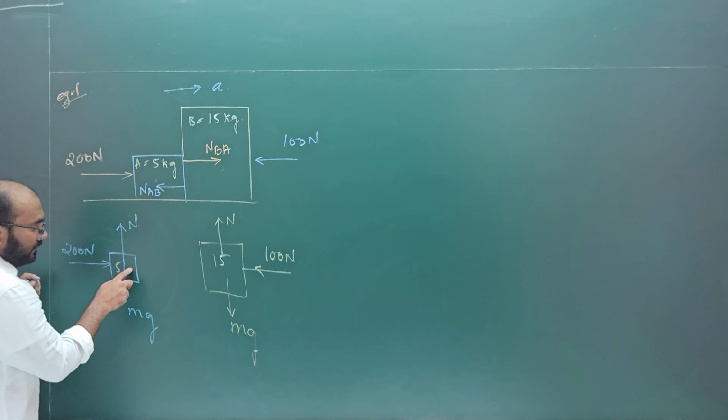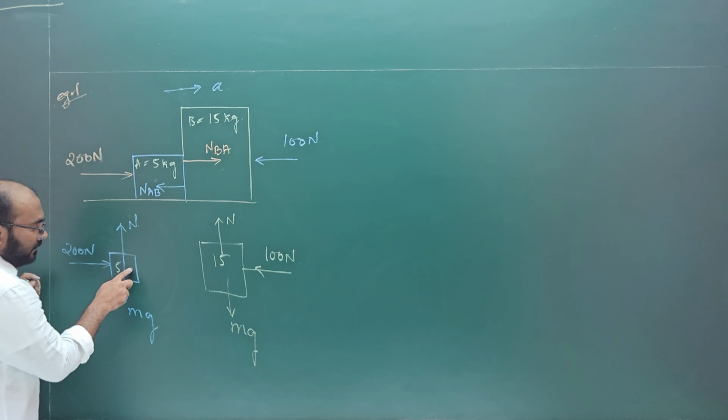Adding equation 1 and 2, can I say that NAB and NBA both will be equal? Yes or no? We already learned that the internal forces, that means normal, whatever the amount of force, NBA and NAB both will be equal. If A is applying 10 Newton on B, B also applies the same amount of force on A. Yes or no? So if these two are equal, can I cancel these two?